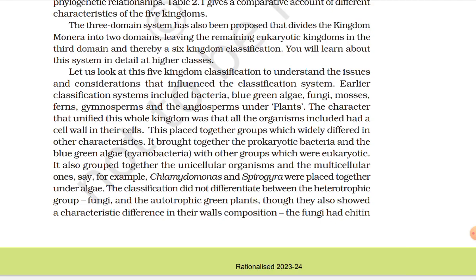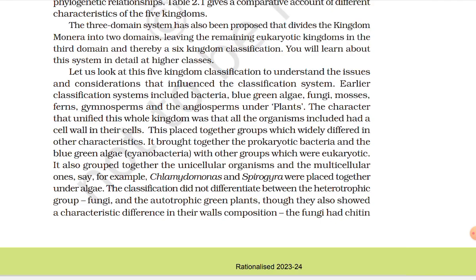Earlier classification systems included bacteria, blue-green algae, fungi, mosses, ferns, gymnosperms, and the angiosperms under plants. The character that unified this whole kingdom was that all the organisms included had a cell wall in their cells. This placed together groups which widely differed in other characteristics. It brought together the prokaryotic bacteria and the blue-green algae, cyanobacteria, with other groups which were eukaryotic. It also grouped together the unicellular organisms and the multicellular ones. For example, Chlamydomonas and Spirogyra were placed together under algae.